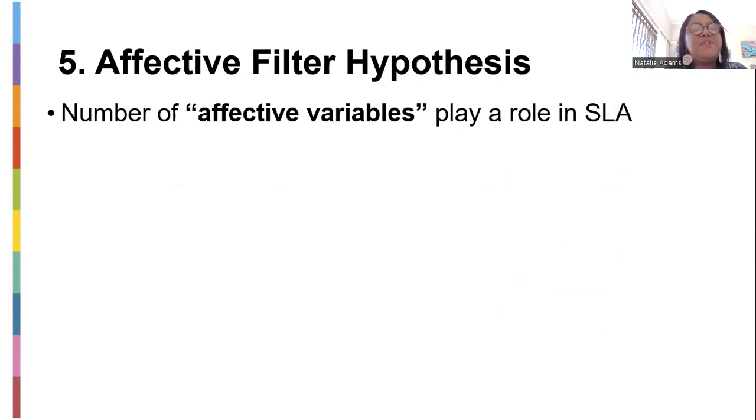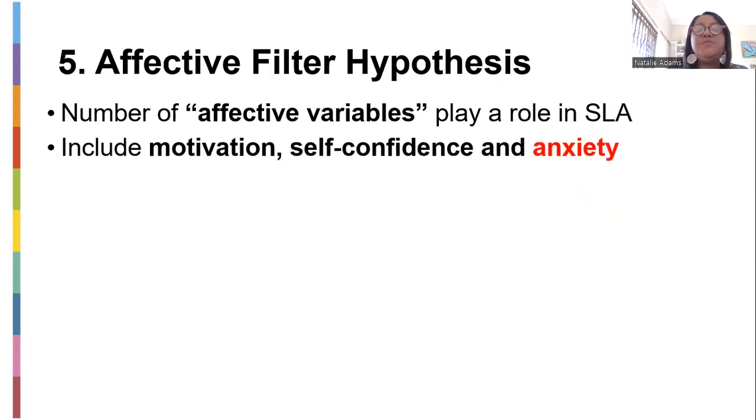Now, the last one would be the affective filter hypothesis, and that says a number of affective variables play a role in second language acquisition. And what are these variables? They include motivation, self-confidence, and anxiety. So as a teacher, you need to be able to motivate your students. You need to increase self-confidence. And if you do that, the learner will not have anxiety.